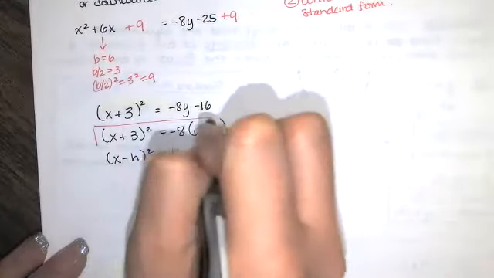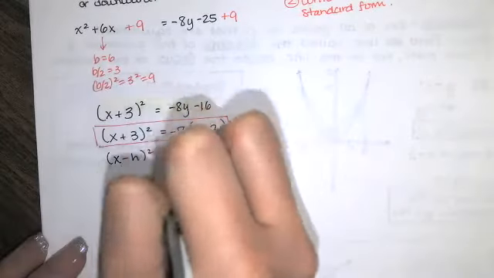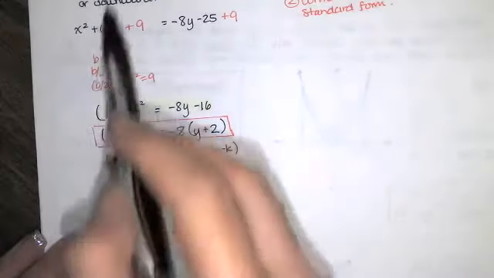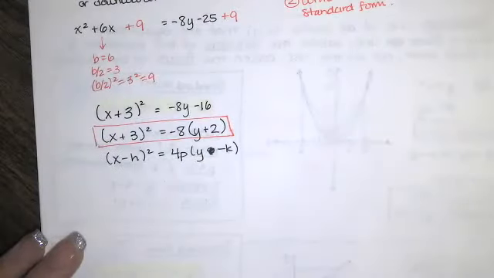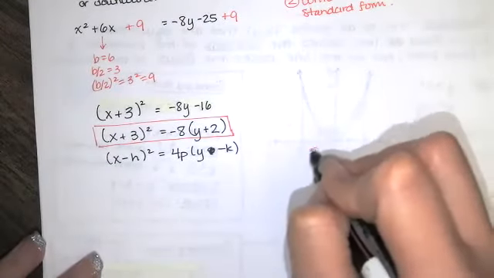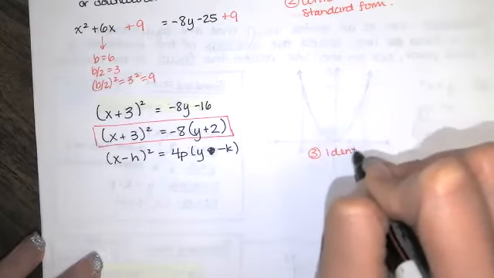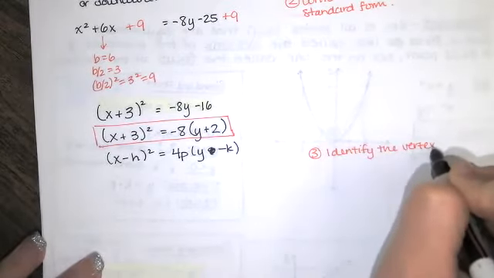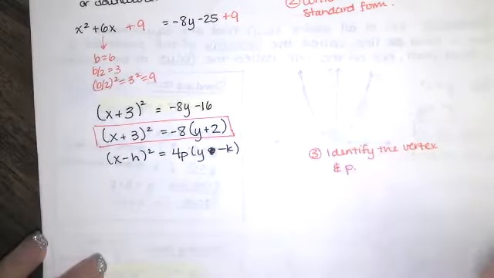So we wrote the equation in standard form. That's usually part of the problem statement. It wasn't this time, but it often is. Write the equation in standard form. We have. Okay. And now we want to identify the vertex and p.